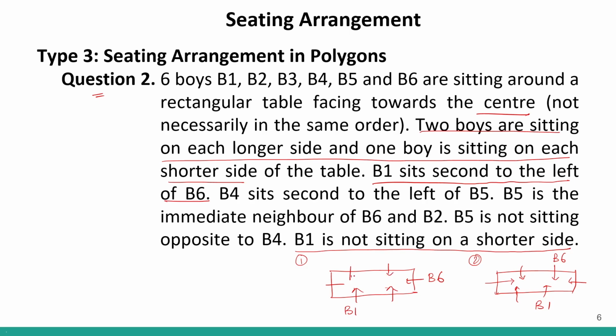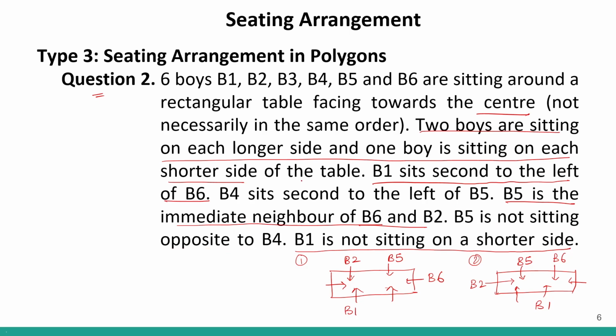Now, let us look at the next information. B4 sits second to the left of B5. B5 is the immediate neighbor of B6 and B2. We can use this information. So if B6 is over here, B2 will be over here, B5 will be over here. Similarly, if B6 is over here, B2 will be over here and B5 will be over here. Correct? B5 is not sitting opposite to B4. It is given to us.